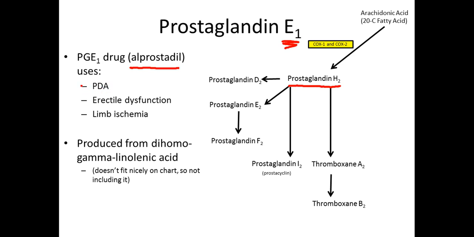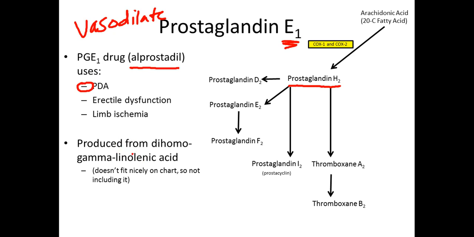So if you have a shunt, what you'll need to do is you'll need to maintain a patent ductus arteriosus as a neonate to provide oxygen to your body. So what it does is you give this PGE1, it's going to vasodilate. It's going to maintain an open artery. Next, if you have erectile dysfunction, what you're going to do is you're going to vasodilate, promote blood flow to a certain region of the body. And then same with limb ischemia. If you have, let's say your foot is not getting the adequate blood flow, you're going to be able to give a drug that's going to vasodilate and promote limb blood flow.